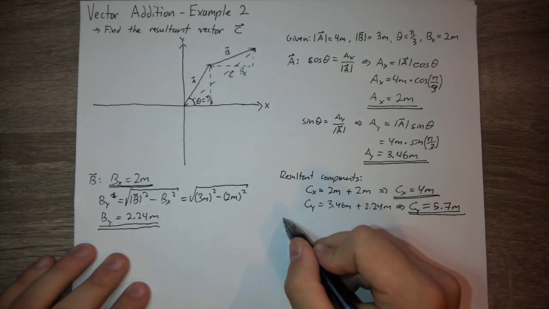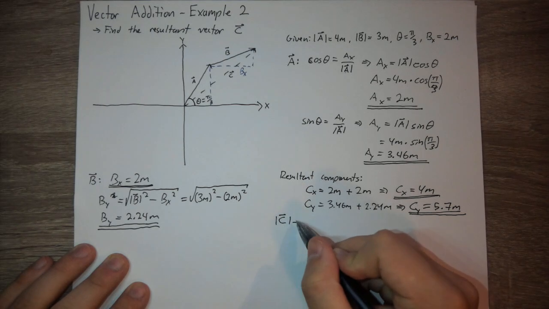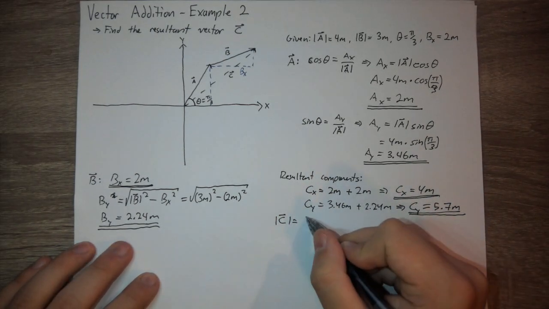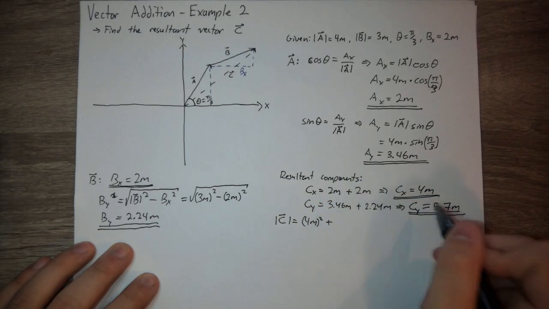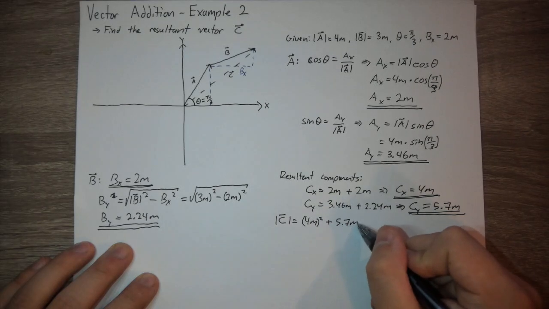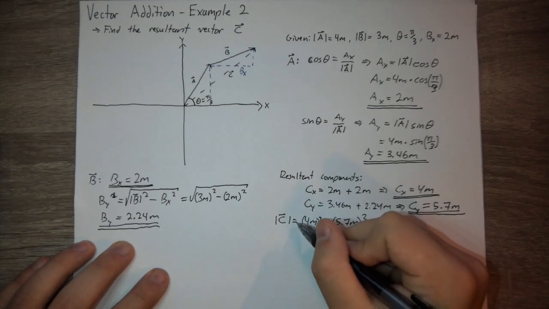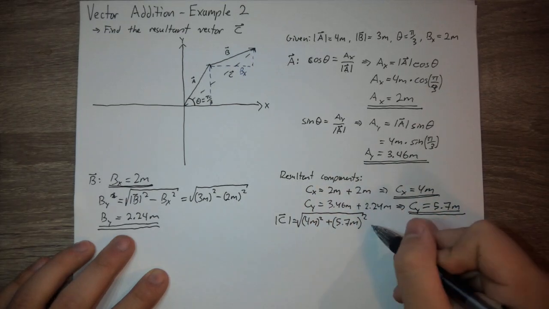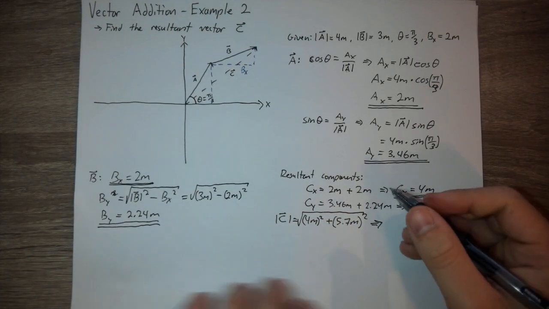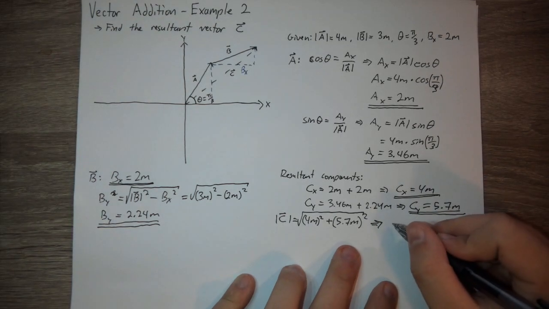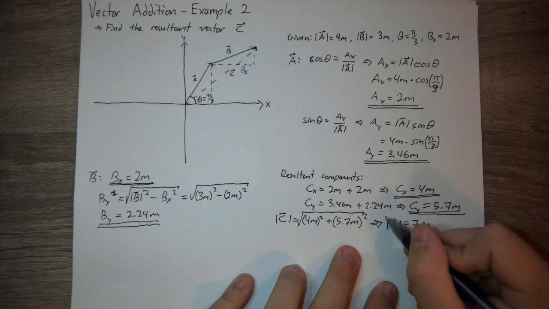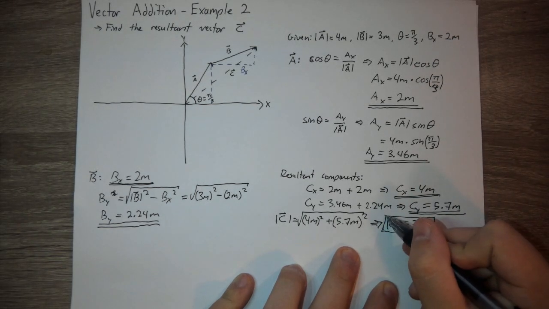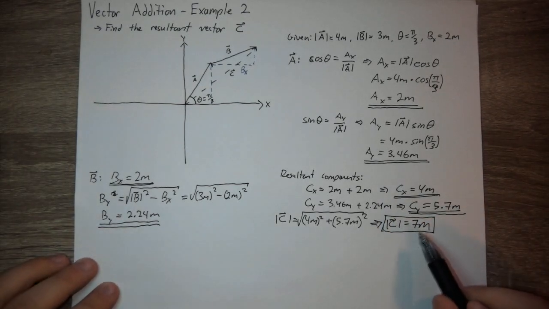Okay, now we can find the magnitude of C using Pythagorean's theorem. So 4 meters squared plus 5.7 meters squared, all under the root. And this comes out to, if you round it up, we'll say 7 meters. Okay, so we have the magnitude of our vector now, 7 meters.